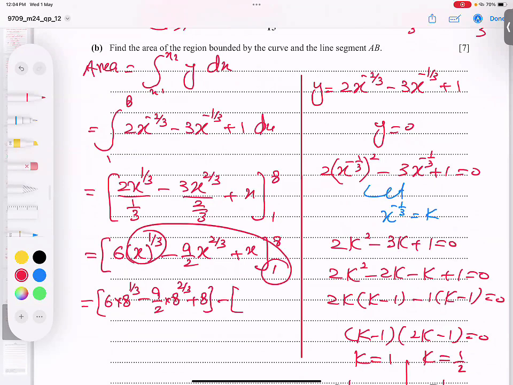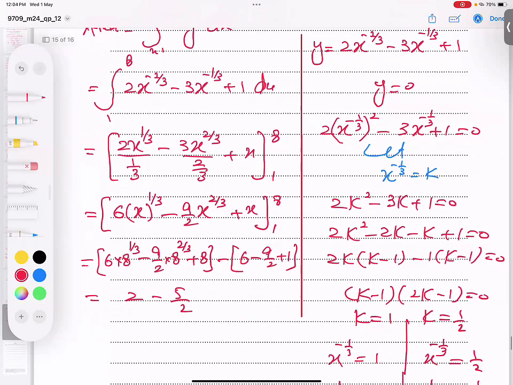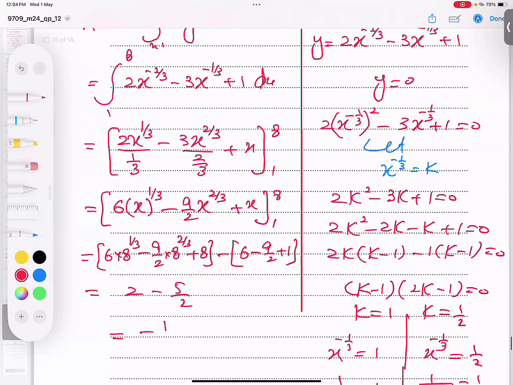When I plug in 1, any power gives you 1. So 6 here, 1, so minus 9 over 2. Here 1, so 1. And if I type this in the calculator, the left-hand side answer, I'm getting 2. And the right-hand answer, 6 plus 1, 7. So 14, we got 5 over 2. And the answer is coming to negative half.